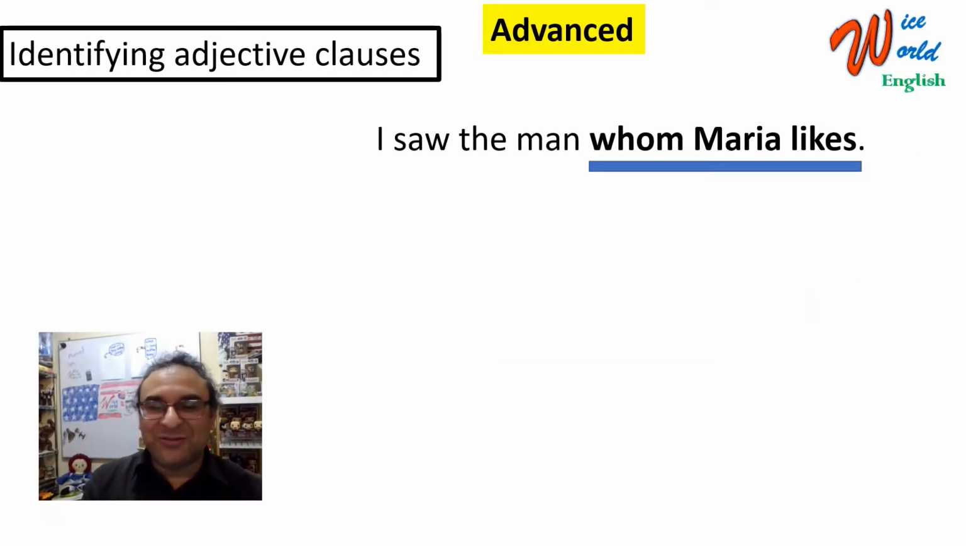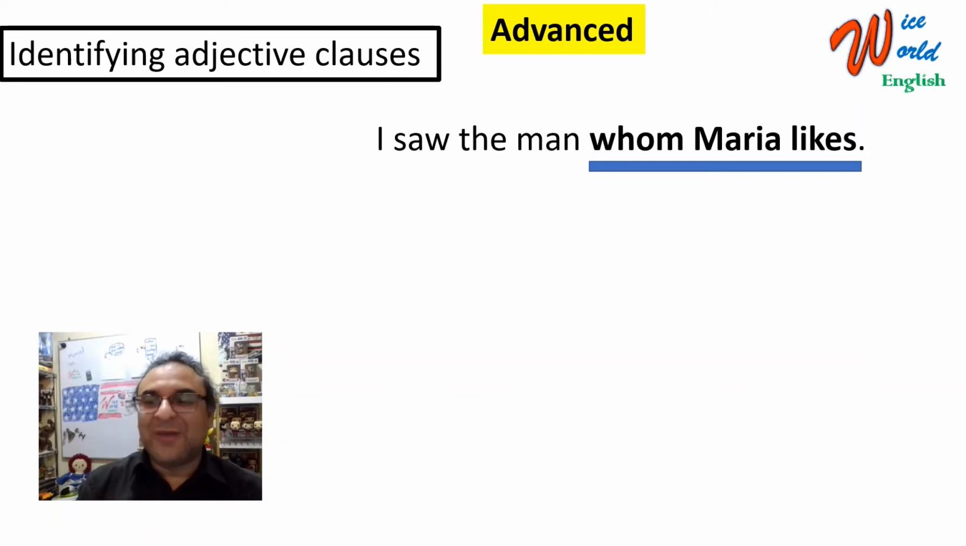Okay, but let's continue with the lesson today. So as you can see, the sentence there is: I saw the man whom Maria likes. That's a sentence using an adjective clause, and it's a formal sentence. How can we make this sentence more casual? Do you remember? Maybe you can pause the video and try your sentences, and then we will compare it together.